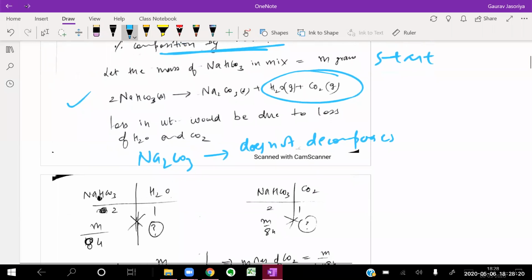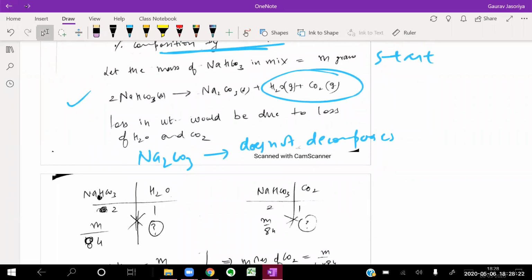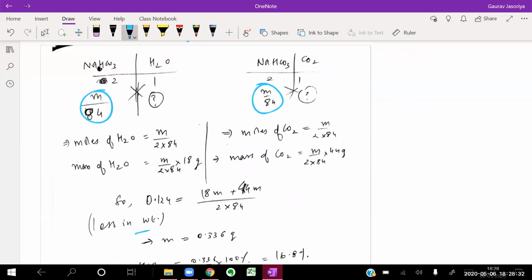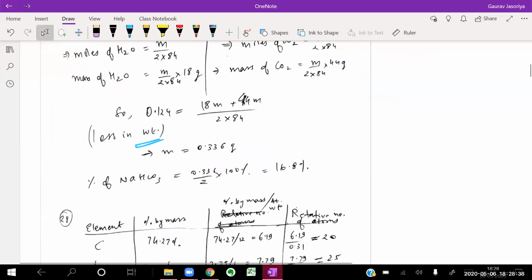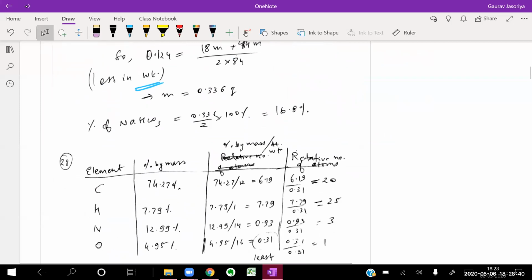So if you have taken the mass of NaHCO3 as m, and these are its moles, we can do the unitary method analysis, and based on which calculate the moles of H2 and CO2, and then report their mass, which is given in the question as the loss in mass, which will help us to calculate back the value of m. Okay, and then hence you can compute the percentage composition.